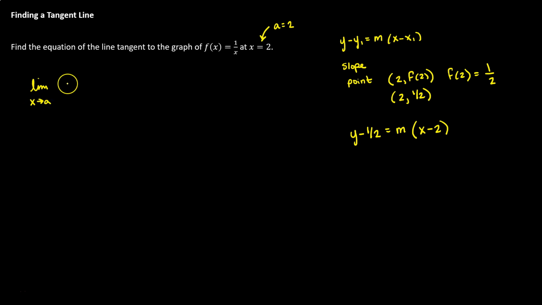So in my numerator, I will have f at x minus f at a, and in the denominator, I'll have x minus a. We can go through and replace all of our a's with 2, since we know that for this problem, a has to be 2, since we're looking for the tangent line at x equals 2. And then next, we should replace our function notation with the actual function definition. So f of x would just be 1 over x, and f at 2 would be 1 over 2.